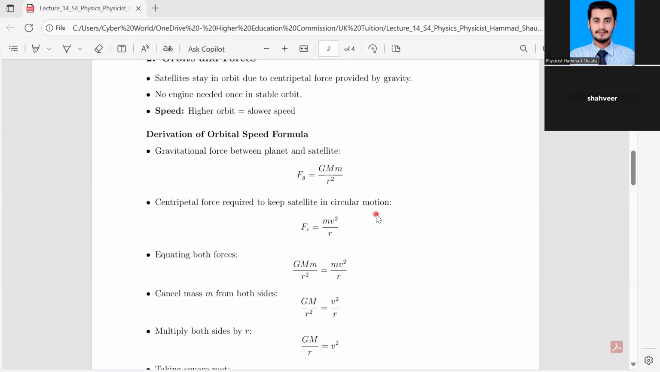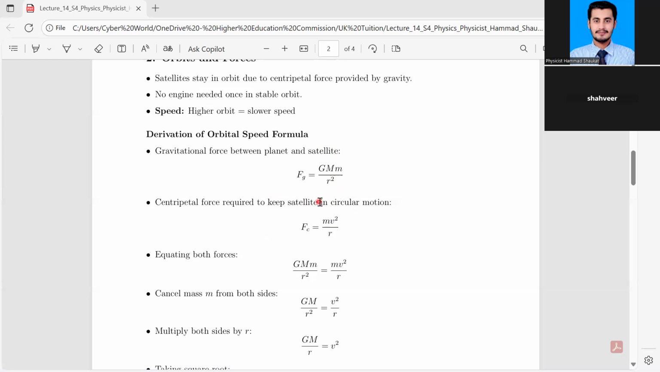F_c equals mv squared over r. Yes, you're right. So F_c means F is the force, and this small c represents the centripetal force, right? So centripetal force is equal to mv squared divided by r, where m is the mass of the satellite, v is the speed of the satellite, and r is the radius of the satellite. So this is your centripetal force and this is your gravitational force.